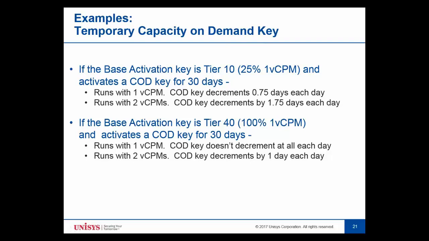If you have a base activation key that's a tier 40 or 100% of one virtual CPM, and you activate the COD key for 30 days, and you never turn on a second virtual CPM, the COD key would not decrement at all because it's taking into account your base activation key. If you were to turn on a second virtual CPM, the COD key would decrement by 1 day for each day that the key is operational.